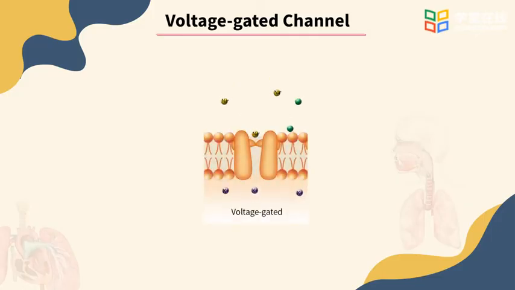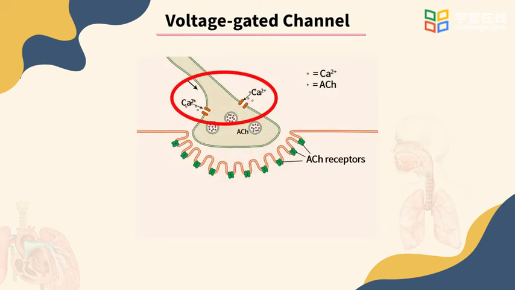What is a voltage-gated channel? Voltage here refers to membrane potential or electrical potential across the cell membrane. Voltage-gated channels open when there is a change in the electrical potential. For example, in the neuromuscular junction, when the action potential reaches the axon terminal, the calcium channels are opened, and the calcium ions diffuse into the axon terminal from extracellular fluid, inducing the release of acetylcholine.